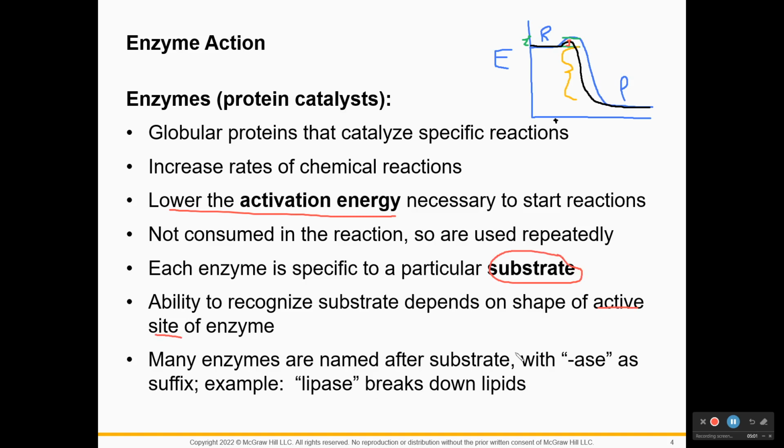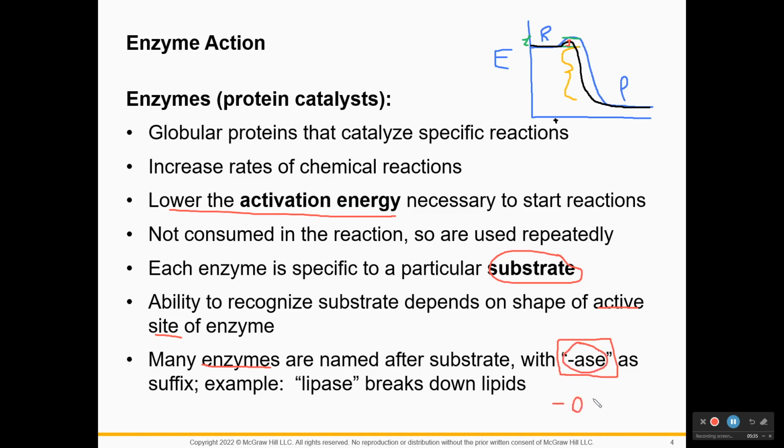I do want you to know, if you can learn vocabulary, you can figure out almost any word on any test, even if you haven't learned the word. But if something ends with ACE, that usually means it is an enzyme. So lipase breaks down lipids. Sucrase breaks down sucrose. Lactase breaks down lactose. Nuclease breaks down nucleotides. And so you want to put that suffix in your pocket.